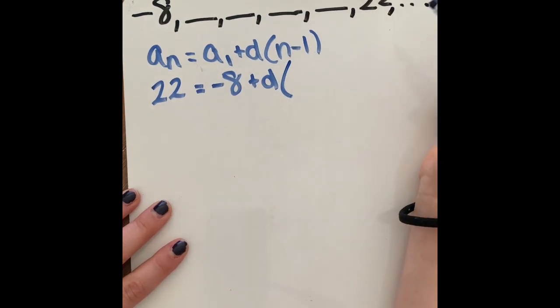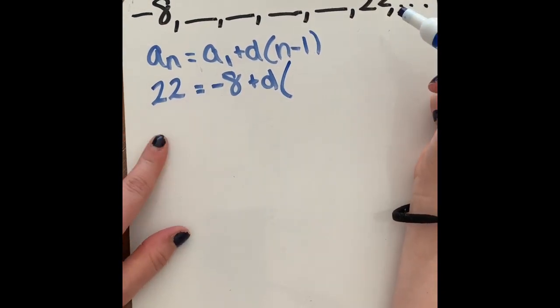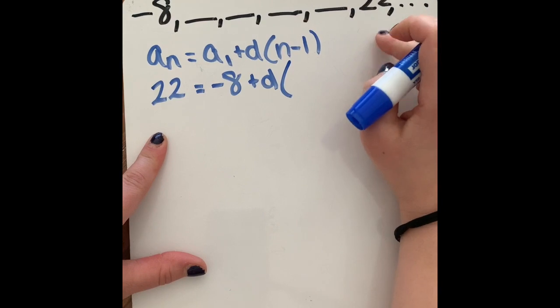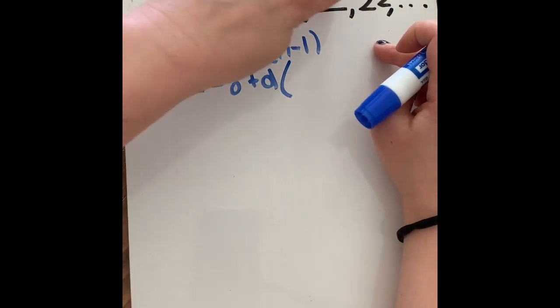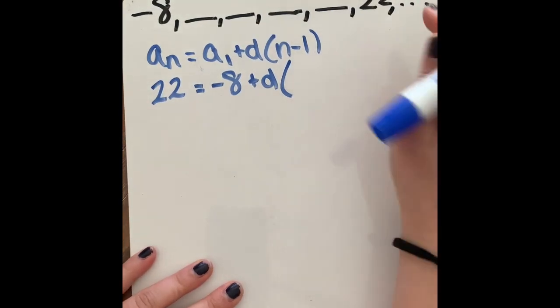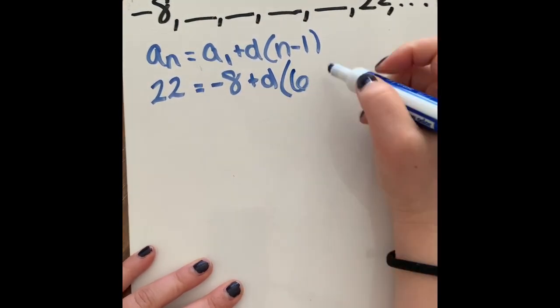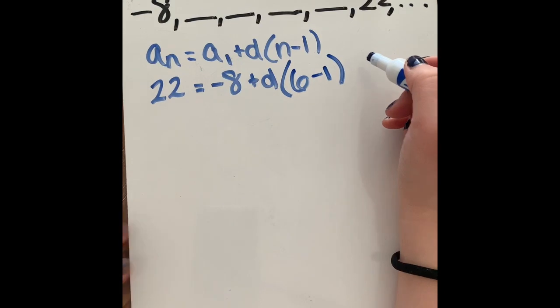Now, n we know. If a sub n is 22, I want to figure out, well, what number term is 22? So just count the numbers that you have. 1, 2, 3, 4, 5, 6. There are 6 numbers, so 22 is the 6th term, so 6 minus 1. And then you would solve that out.